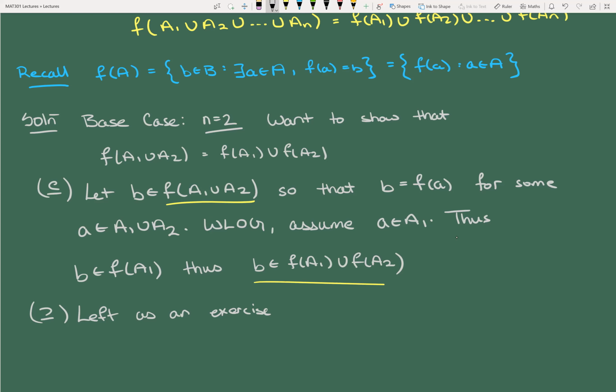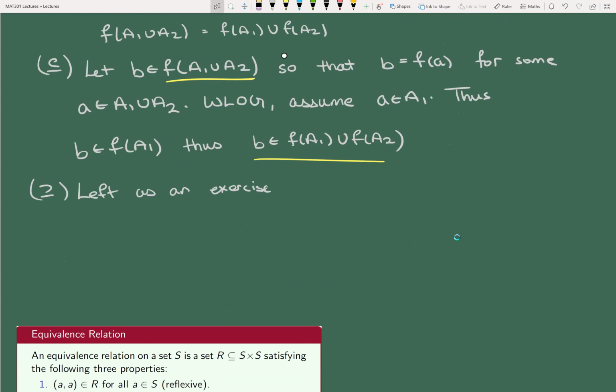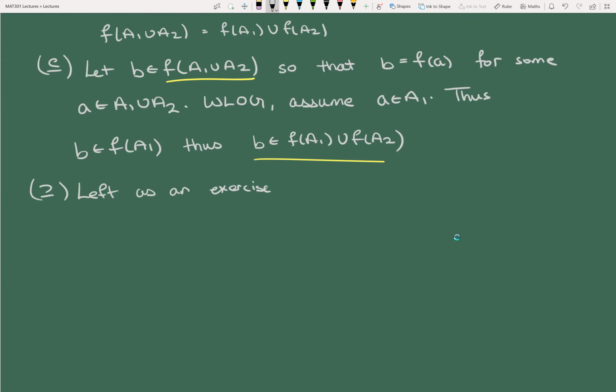So that's just the base case. We're going to do the induction step. I think the induction step is actually easier than the base case. But if there's any questions about that, don't hesitate to scream out and let me know. Okay, so far so good.